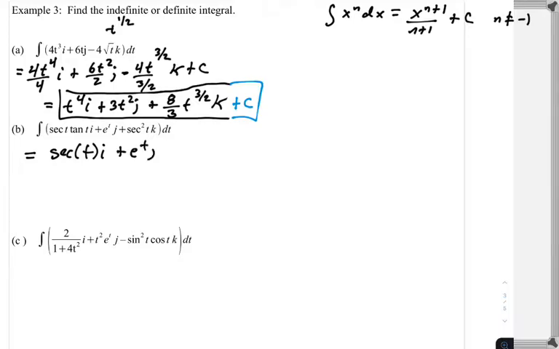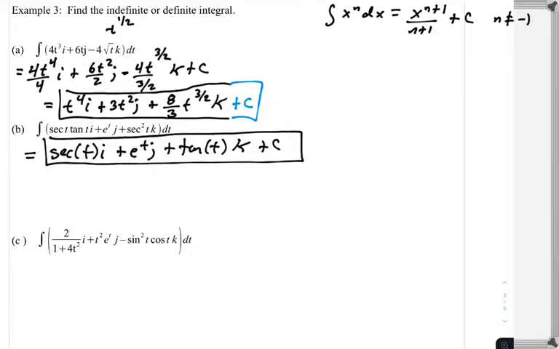So easy antiderivative and derivative to remember for e to the t. And derivative of tangent is secant squared, so the antiderivative of secant squared is tangent. That gives us our k component of tangent of t, and don't forget your constant of integration.